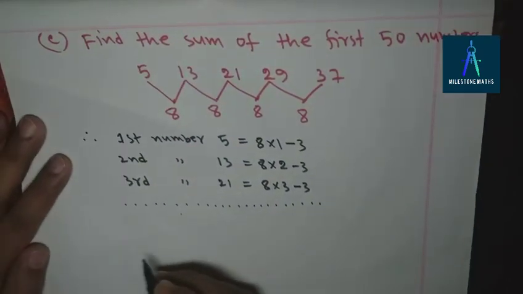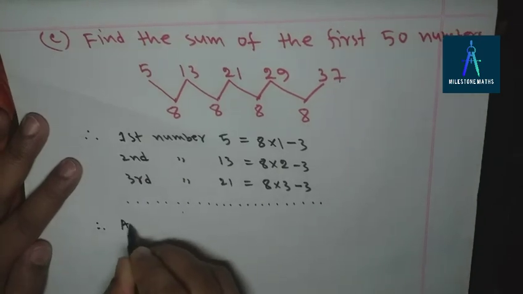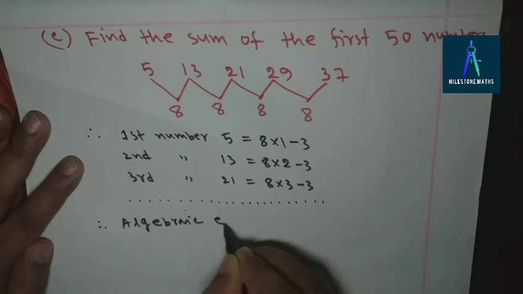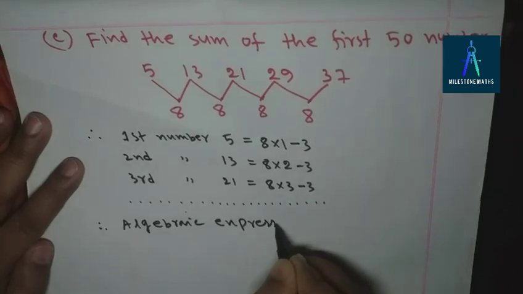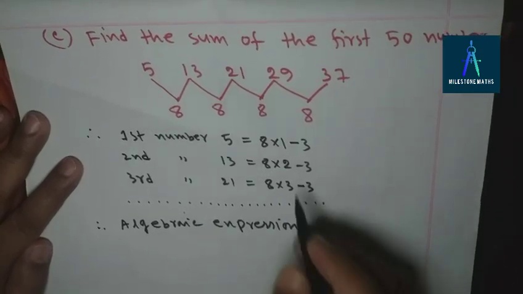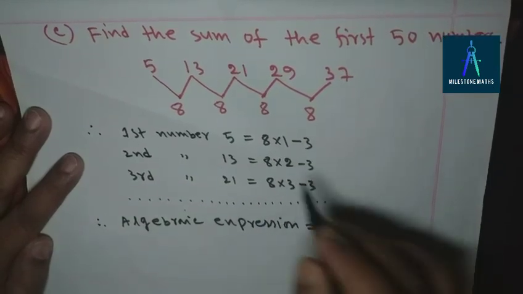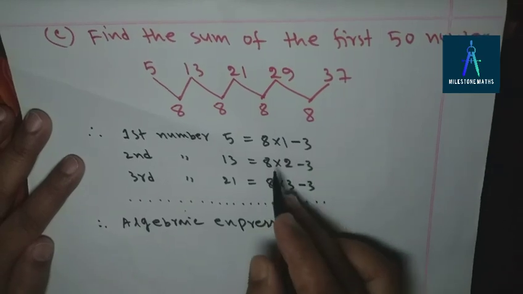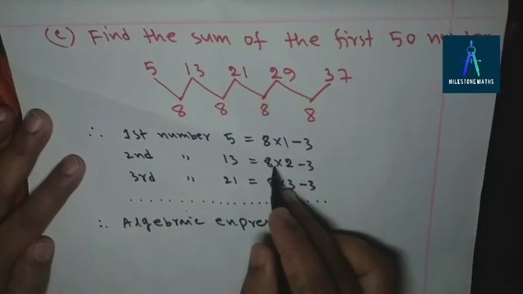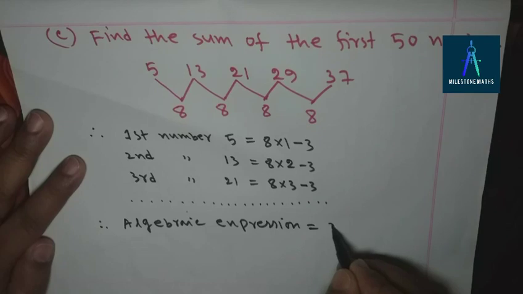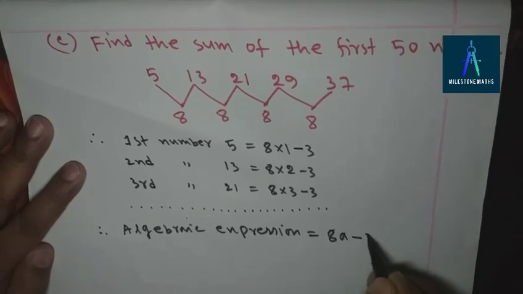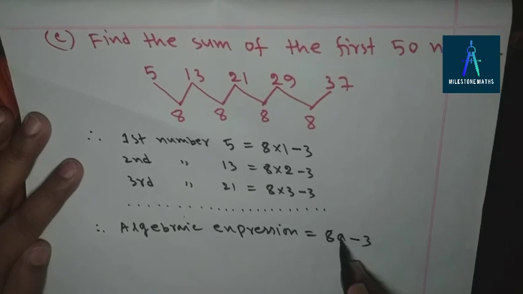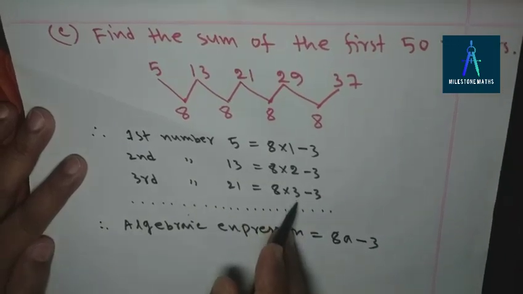So therefore the algebraic expression, based on this, is 8 multiply 1 minus 3, that means 8a minus 3, 8 multiply 2 minus 3, 8a minus 3. So we can write here 8a minus 3. So a is a variable here, and the value of a is 1, 2, 3, etc.